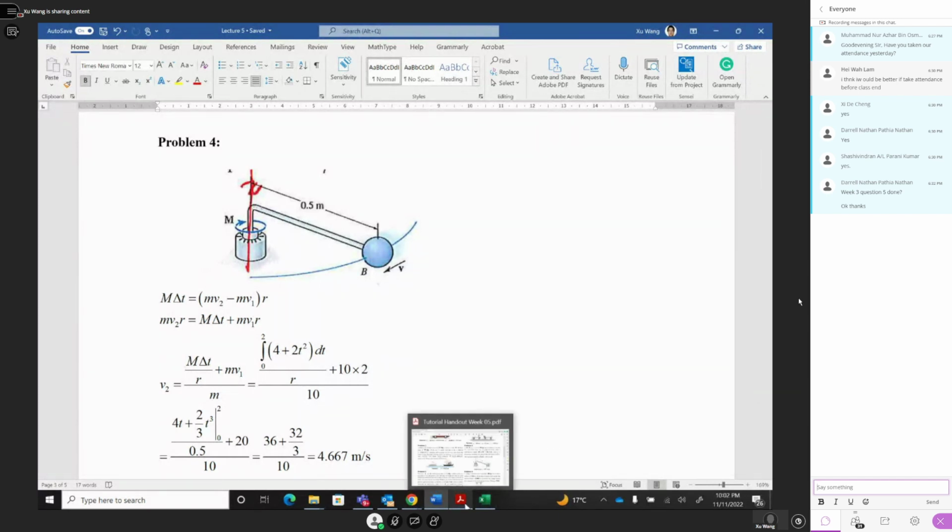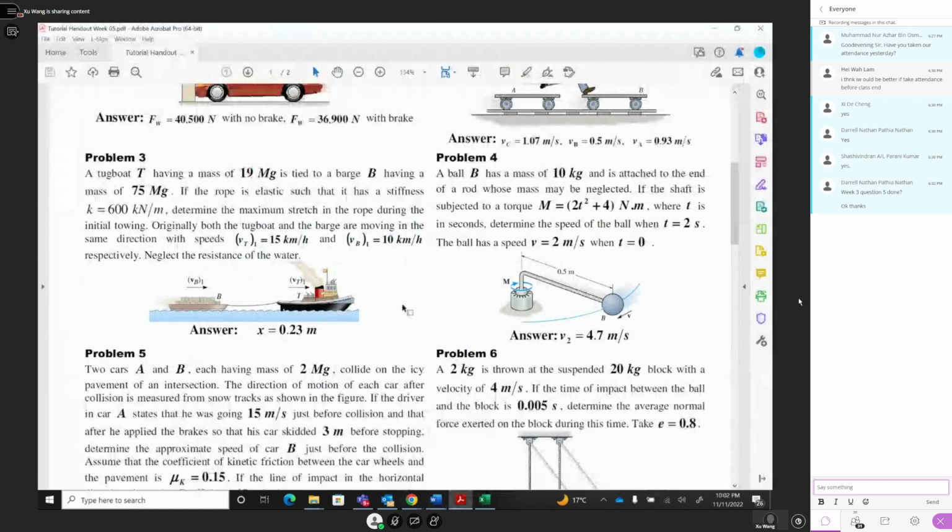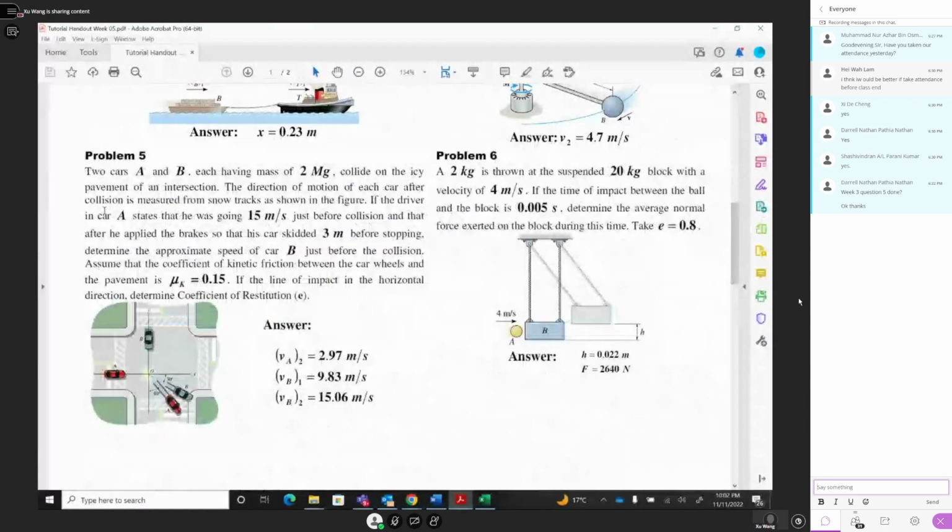If not, we move to question 5. Question 5 is about two cars, A and B. A and B have the same mass, 2,000 kilograms, which is about 2 tons each. That makes sense, approximately a car or truck. Usually it's 1 ton for a passenger car, and for a truck it should be 2 tons.